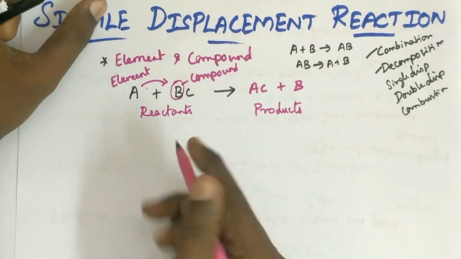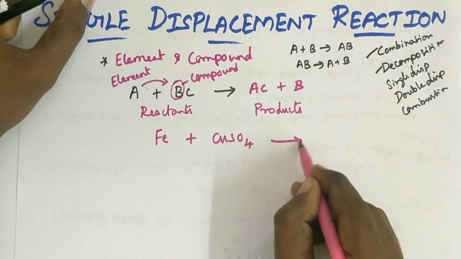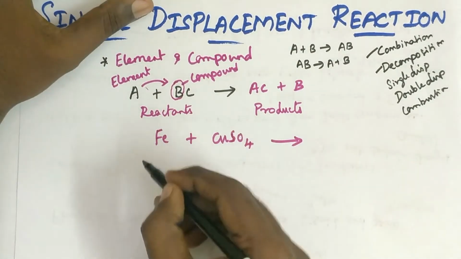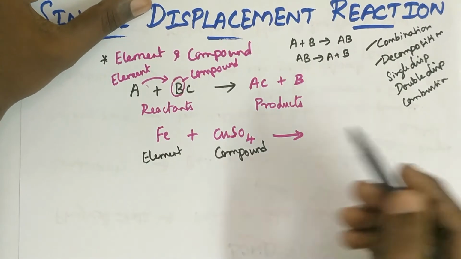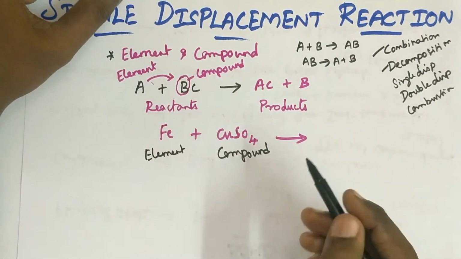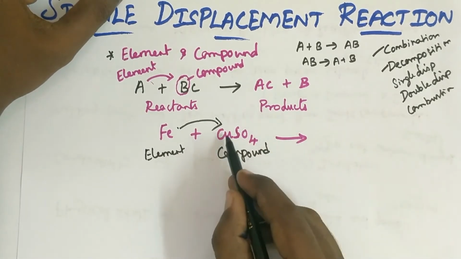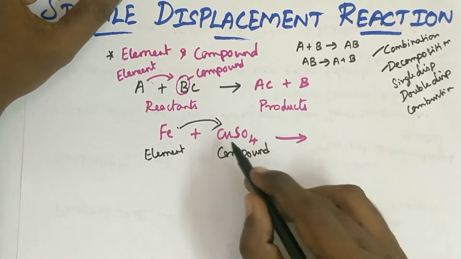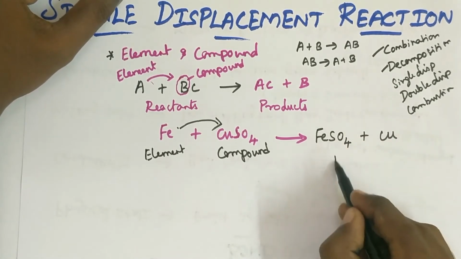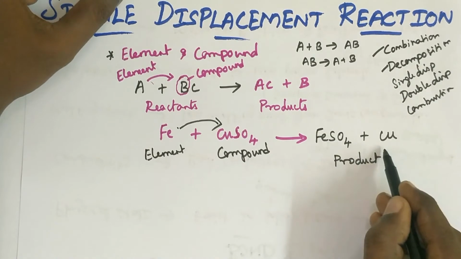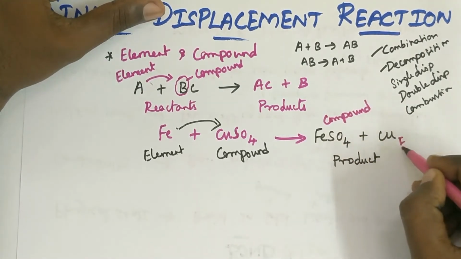Let's see one example. Suppose iron reacts with copper sulfate to form dash. In this case, this is an element, and this is a compound. We already know the element of the compound reactant is replaced by the element reactant. So copper is replaced by iron. In the equation, in place of copper, iron has come. Instead of copper you write iron. So FeSO4 plus Cu. These are the products. In the product also there is one compound plus one element.